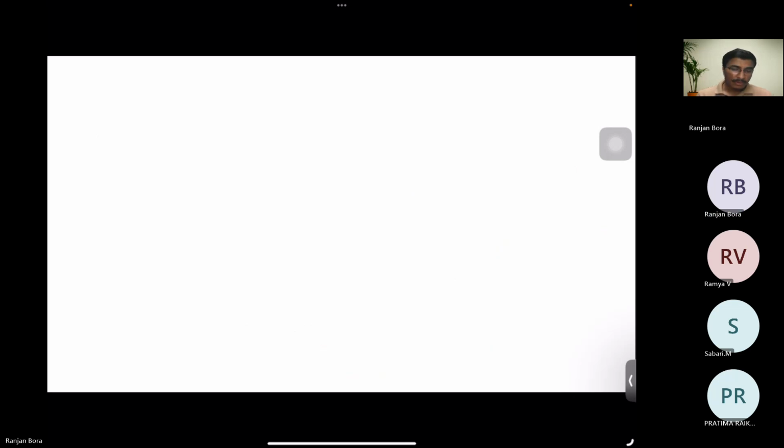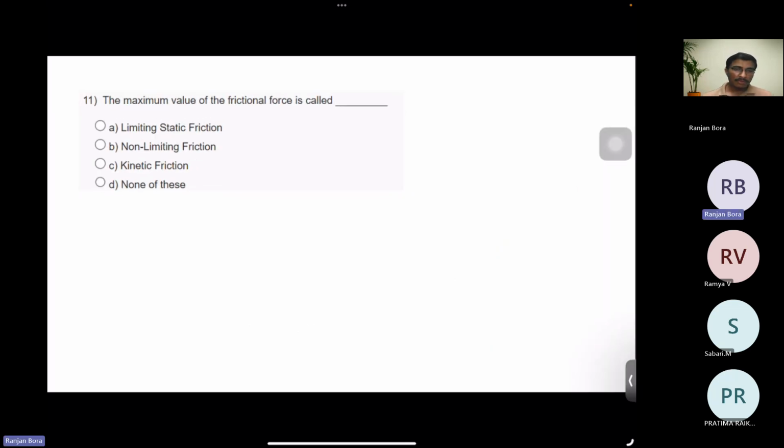This is the question from assignment 0. The maximum value of the frictional force is called, what is your answer?